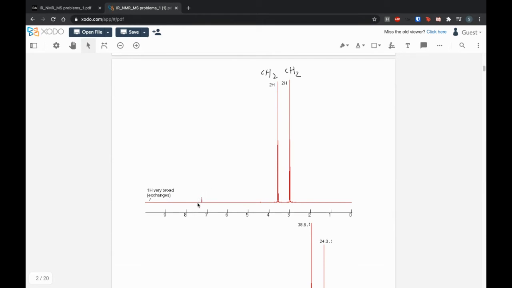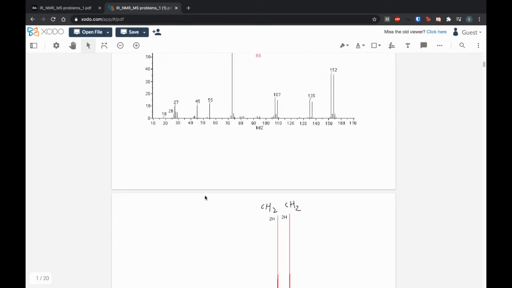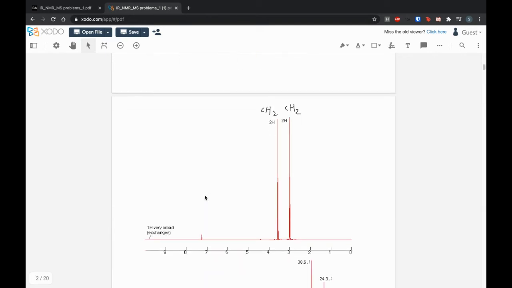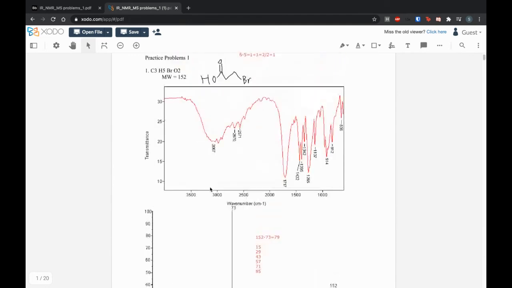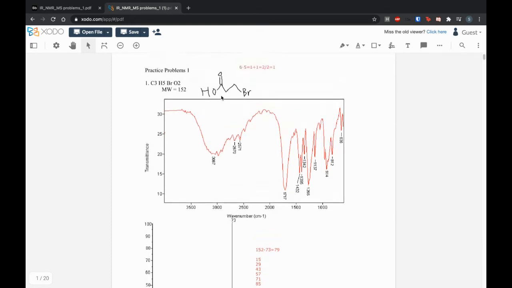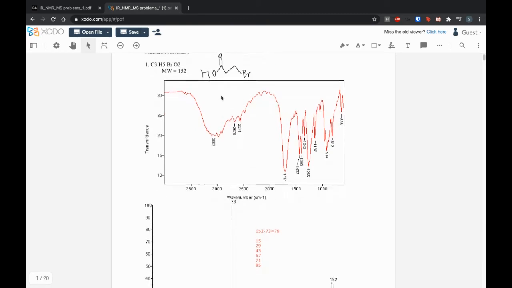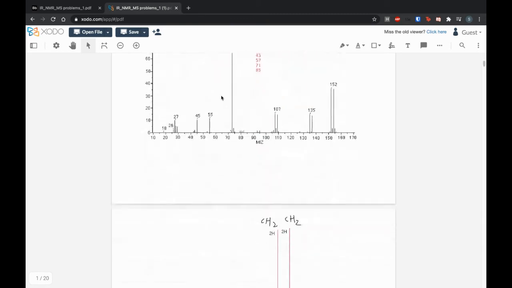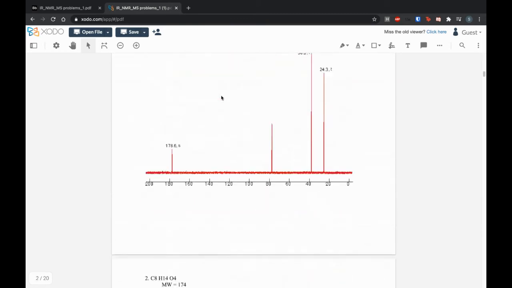But maybe this is not a mistake. Maybe this is the peak of the OH. But even then, I'm not really sure if that fits. But yeah, so there we have it. That's our first answer. Granted, it did take longer than it usually does for me, but there we go. All right, so hopefully all of that made sense to you, because we're going to attempt the second one, and hopefully it'll be much smoother.